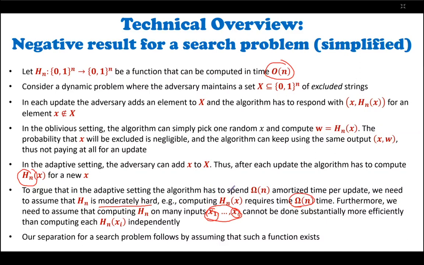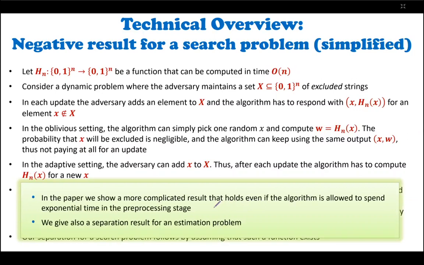So that's our negative result for a search problem. In the paper, we show a more complicated negative result for a search problem where we add the additional requirement that exponential time in the pre-processing stage won't help the algorithm. And we also specify a separation result for estimation problems.